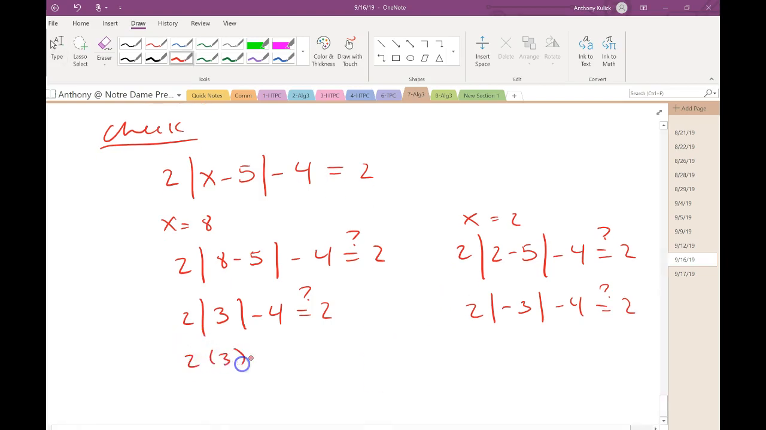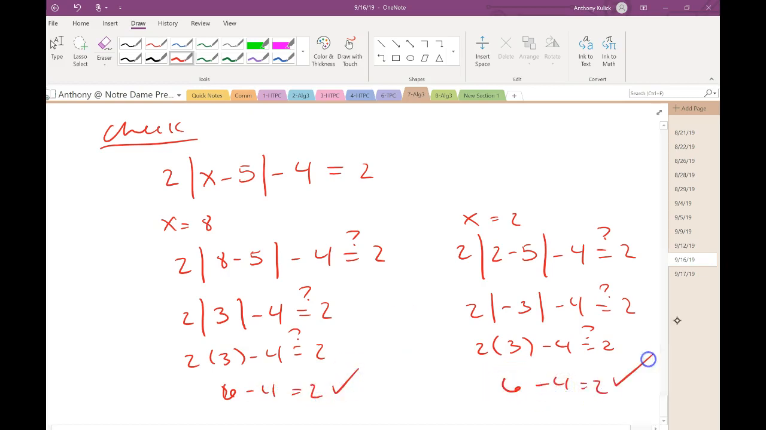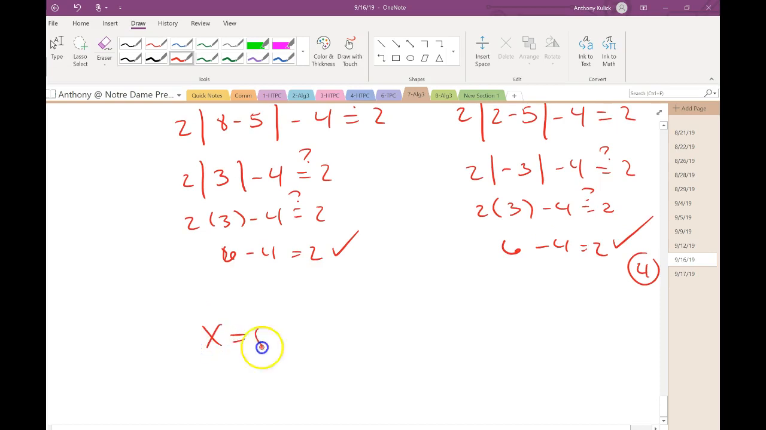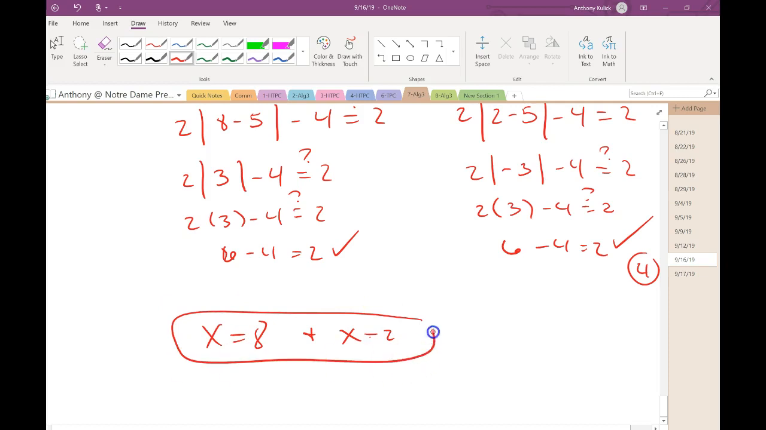The absolute value of 3 is 3. And the absolute value of negative 3 is also 3. And then here I have 6 minus 4 is 2. Yup. And 6 minus 4 is 2. Yup. So that's me finished with the check. So I can say my two solutions are 8 and 2. Both of my answers that we found along the way are correct.